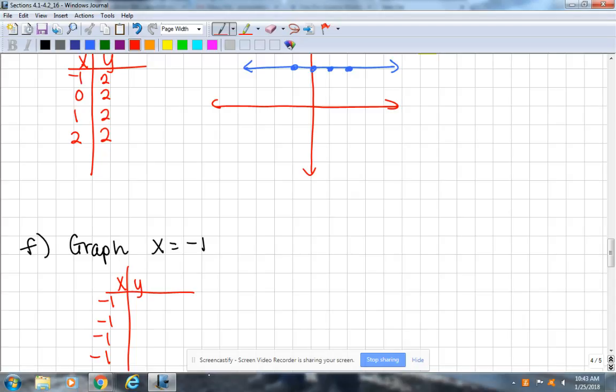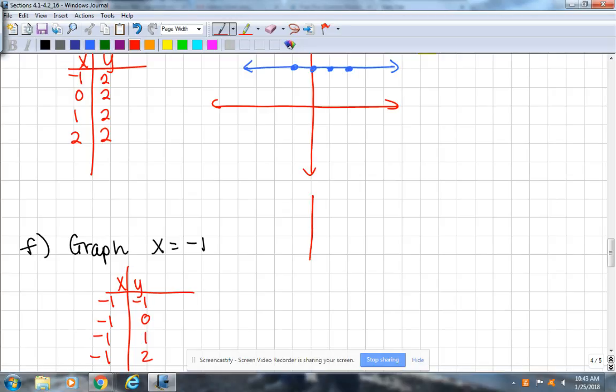So what do you think we're going to do for our y's then? Make them up. Whichever ones we like best. I'll just stick to my standards: -1, 0, 1, 2. Keep my graph small. Okay, so that's the only time you get to pick your y's instead of working something out, is when it says x equals a number. Okay?